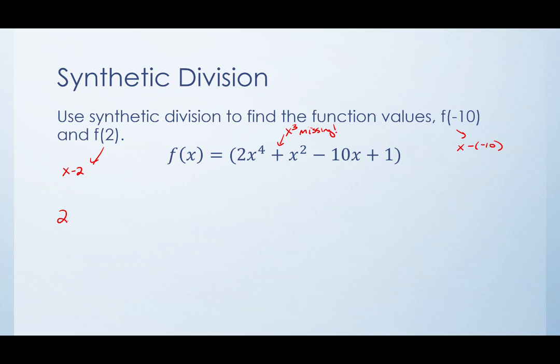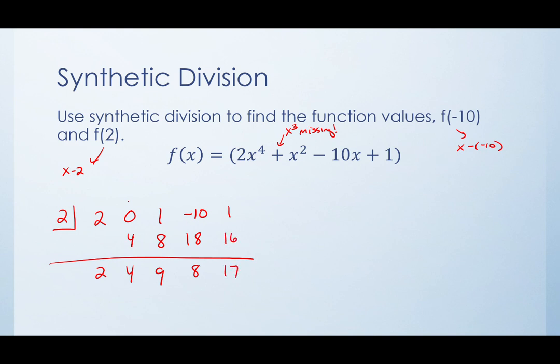So we're going to do our f of 2 first. So we've got 2 in our box, and then our coefficients, 2, 0, 1, negative 10, and 1. And we're going to repeat the process, right? Pull down the 2. 2 times 2 is 4. Add, we've got 4. 2 times 4 is 8. Add, we've got 9. 2 times 9 is 18. Add, we've got 8 again. 2 times 8 is 16. Add, we've got 17. So there is our remainder.